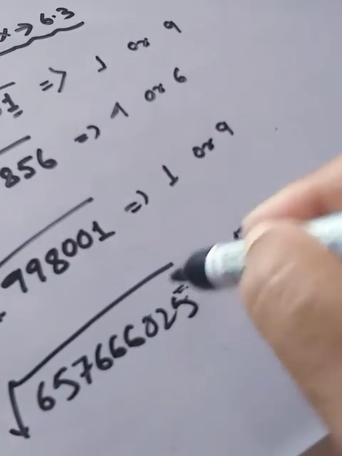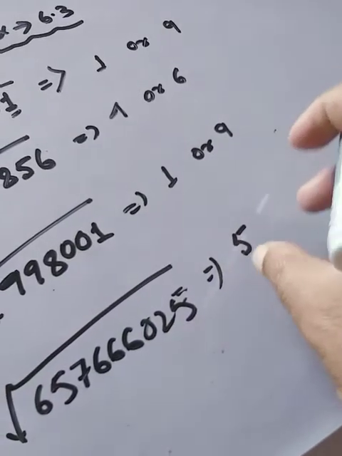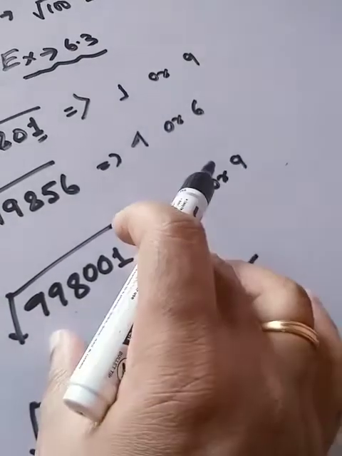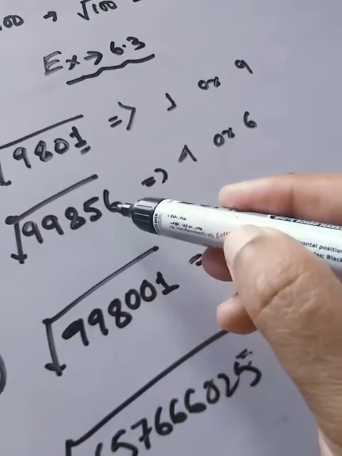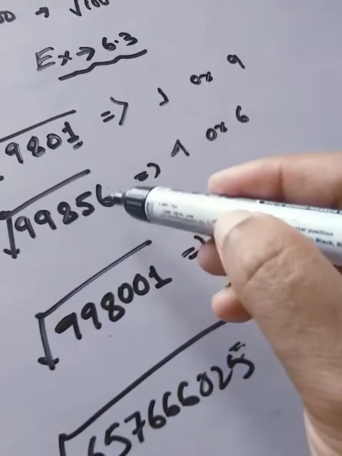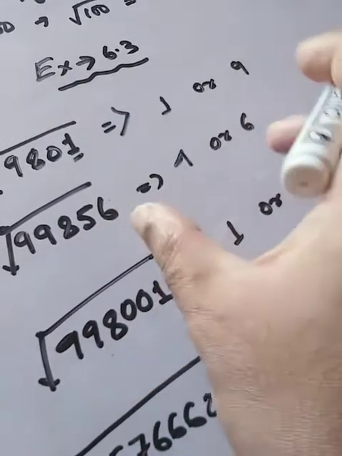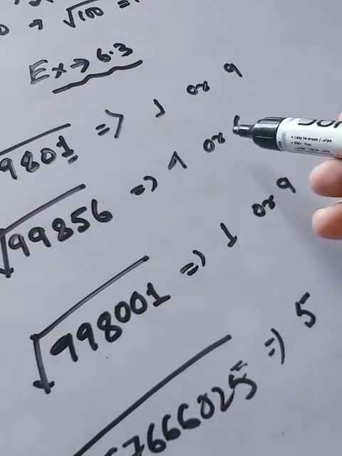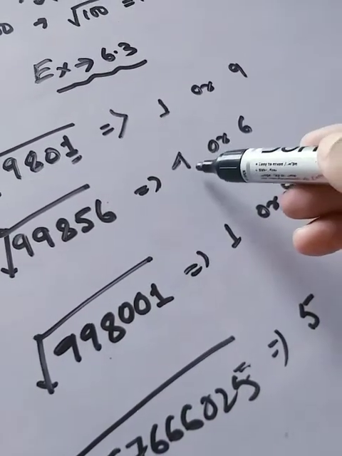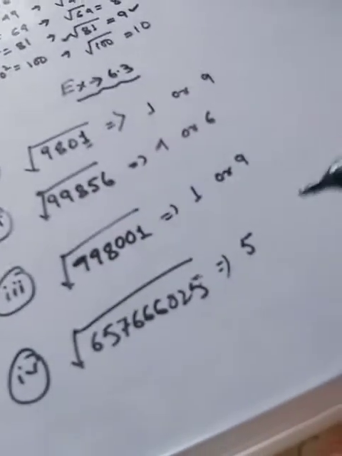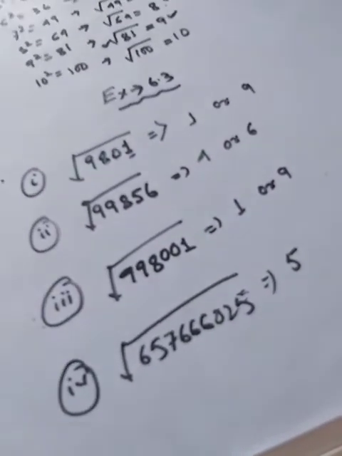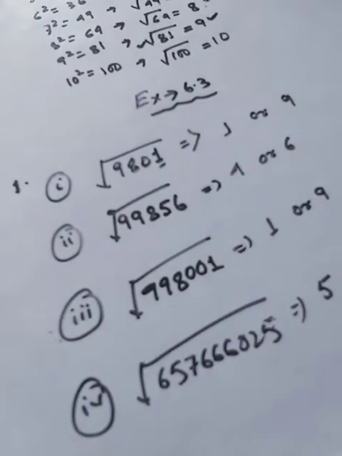So the square root of this number, the unit digit would be 5, and the square root of this number, the unit digit could be 1 or 9. Because 6 is the unit digit of this number, its square root will have unit digit either 4 or 6, and these two are the same. So this is how you will express your answer. Let's move on to sum number 2.